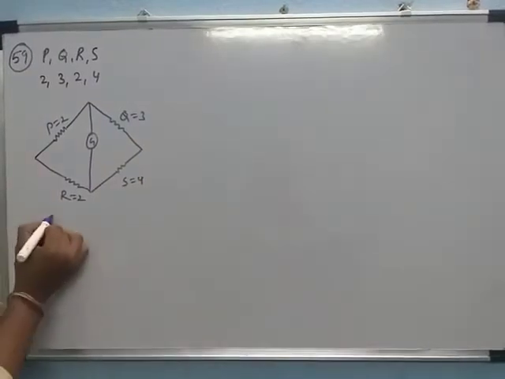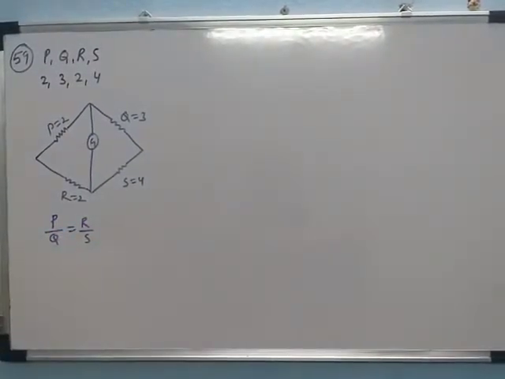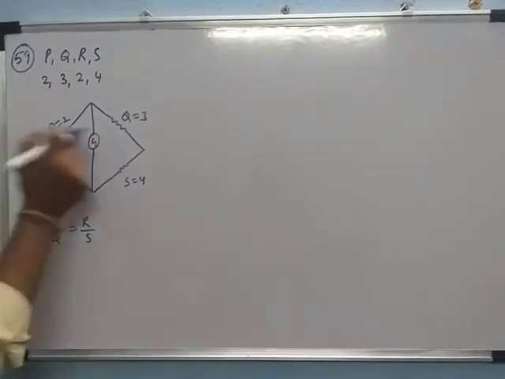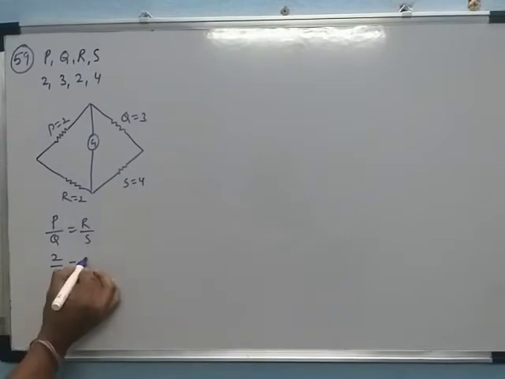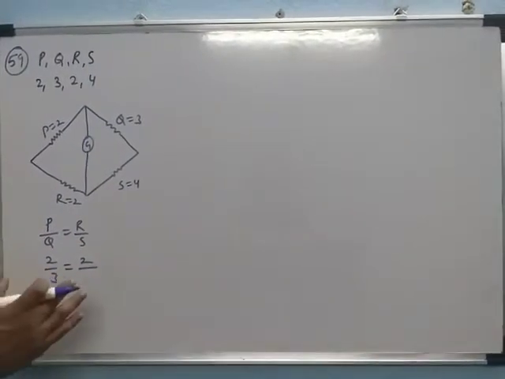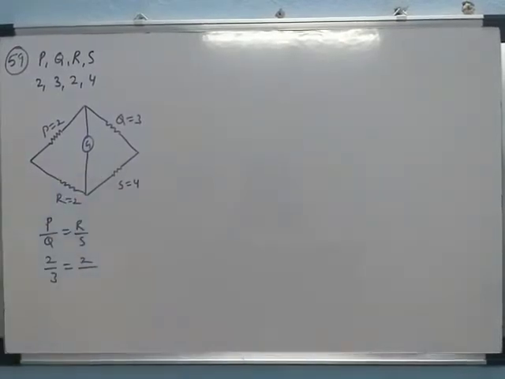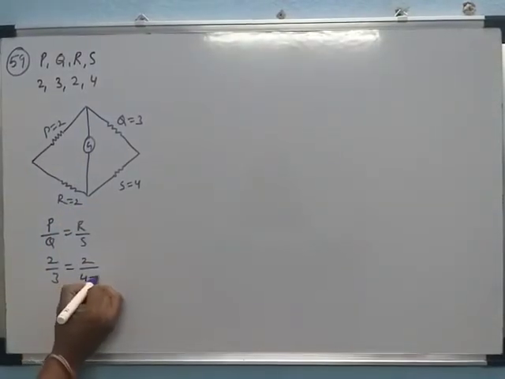Because balance means, what is the formula? P by Q is equal to R by S. P by Q, that is 2 by 3, is equal to R by S, where R is 2, but S is different, 4. Now how much resistance should we connect to S to make it balanced? That will be 4 plus X.